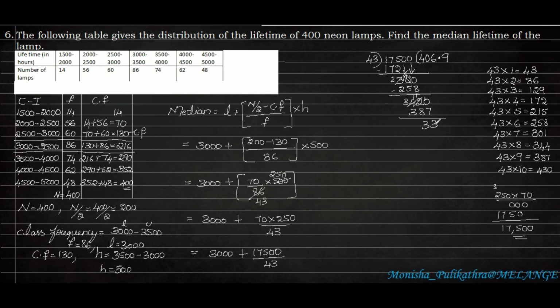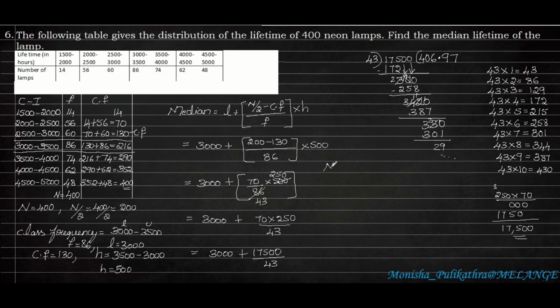So 33, which is not divisible by 43. So we have to add one more 0 here. 330. The number which is less than 330 is 301. That is 43 7s are 301. So 29. So it goes as it is. So after point, at least 2 digits you have to take.